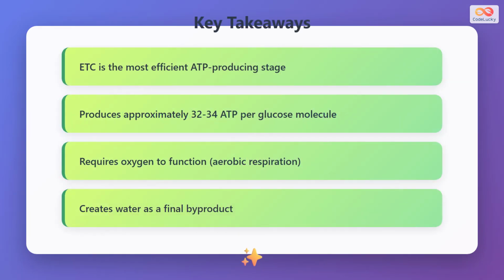Let's summarize the essential points about the electron transport chain. First, the ETC is by far the most efficient ATP-producing stage in cellular respiration. Second, it generates approximately 32 to 34 ATP molecules from a single glucose molecule, which represents about 90% of the total ATP yield. Third, this process absolutely requires oxygen to function, which is why we must breathe continuously. Fourth, water is created as the final byproduct when oxygen accepts electrons. Understanding the electron transport chain helps you appreciate why oxygen is so vital for life and how your cells efficiently extract energy from the food you eat.